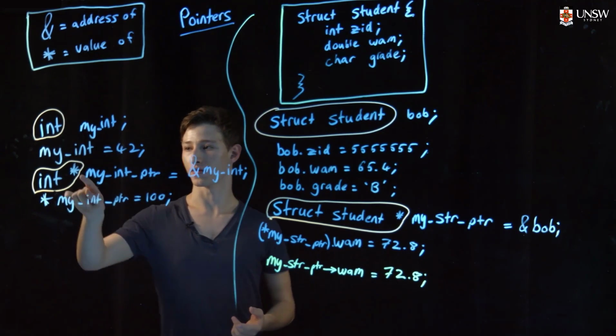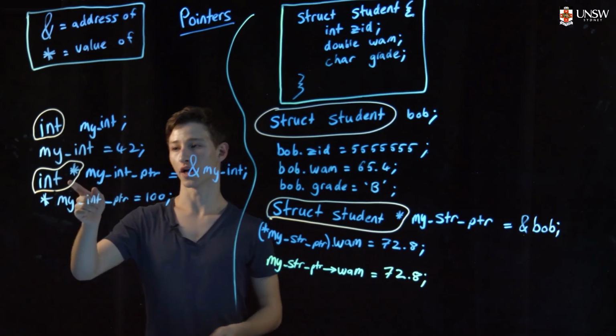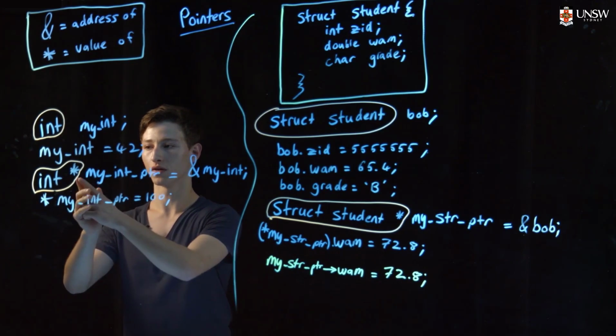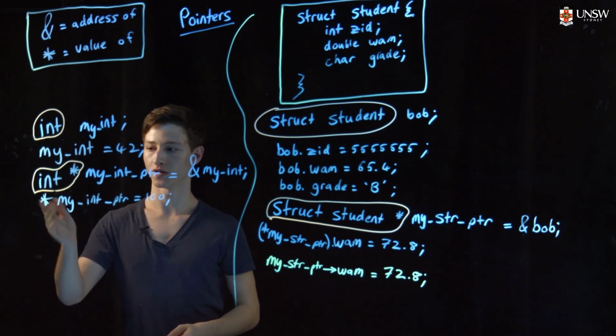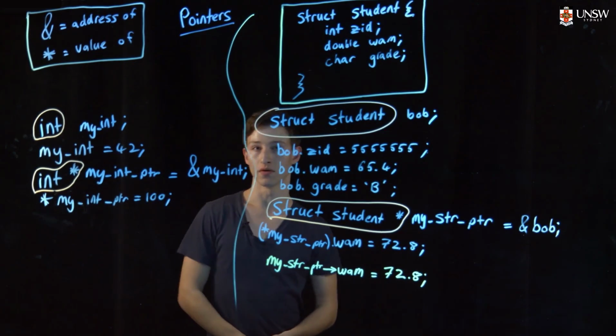It's important to note that this star does not mean value of, that is a type. Int star, or asterisk, means int pointer. This star is different to this star. This is the dereferencing star to get the value of.